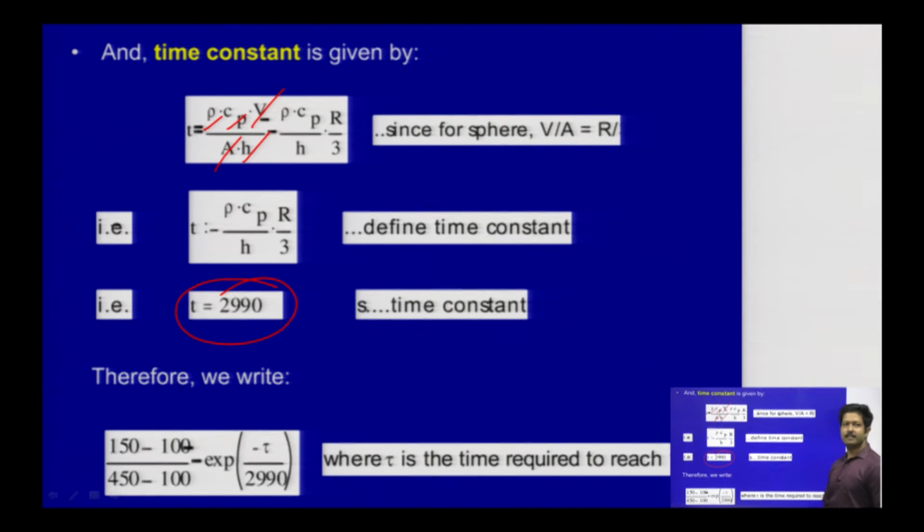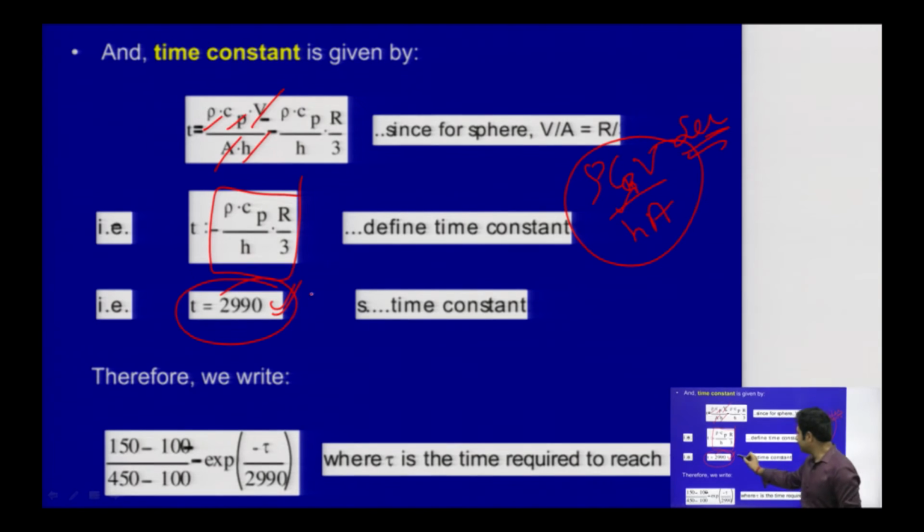Okay, did you get this? Here tau is the time constant. The time constant, as I have already told you, is rho Cp V by hA. Since you have calculated this and we know the unit is second, this is also in second. Now put 2990 here. Now you need to calculate tau.